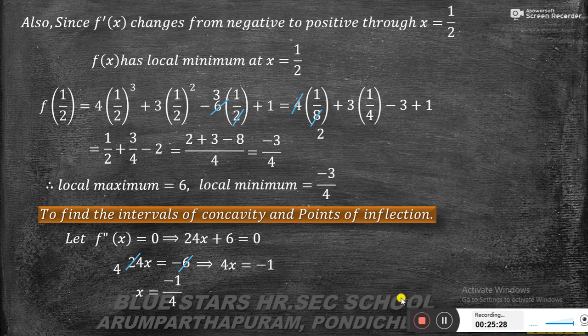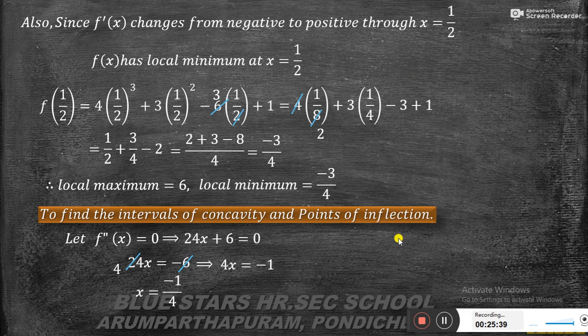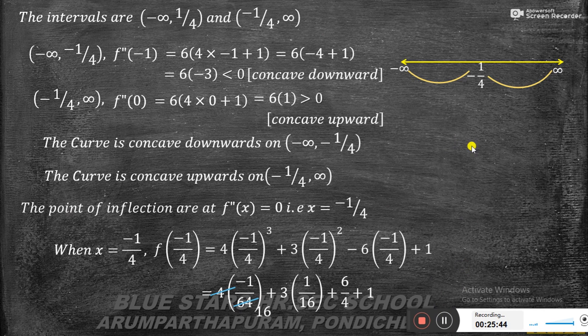So next, now x equal to minus 1 by 4 I represent on the number line, which starts from minus infinity to plus infinity, so minus 1 by 4. So the intervals are minus infinity comma minus 1 by 4, and minus 1 by 4 comma infinity.